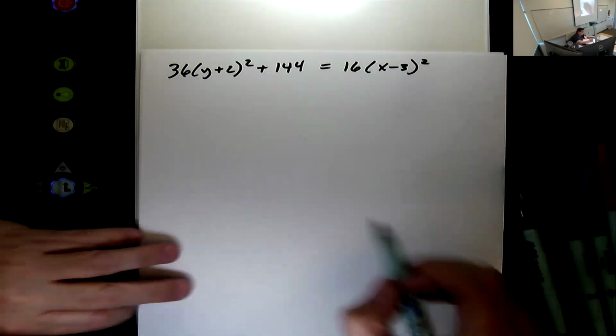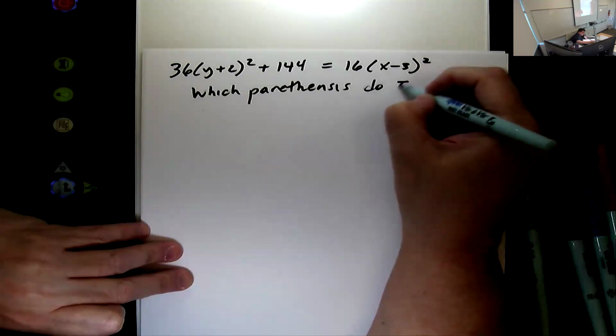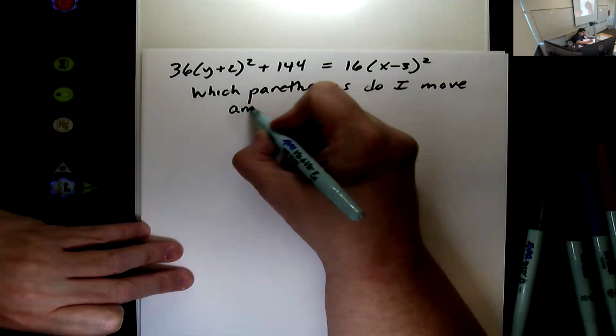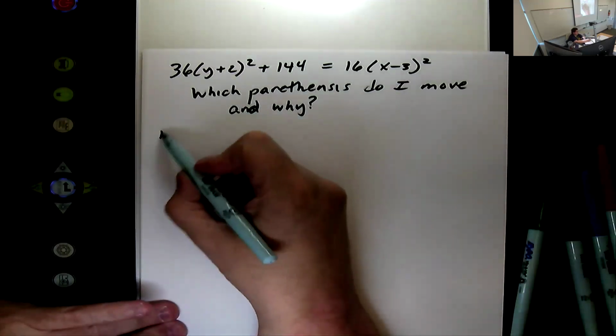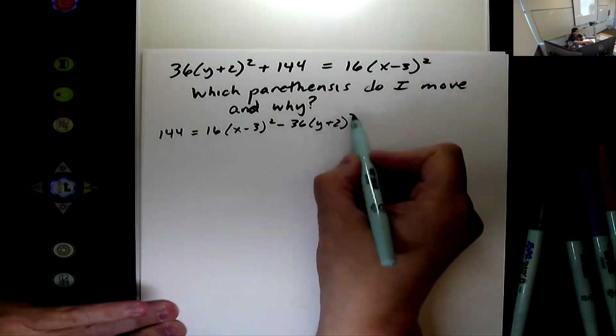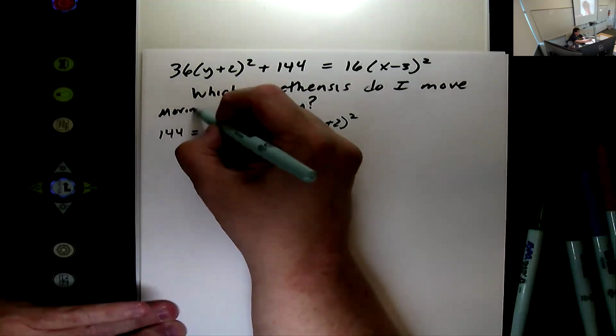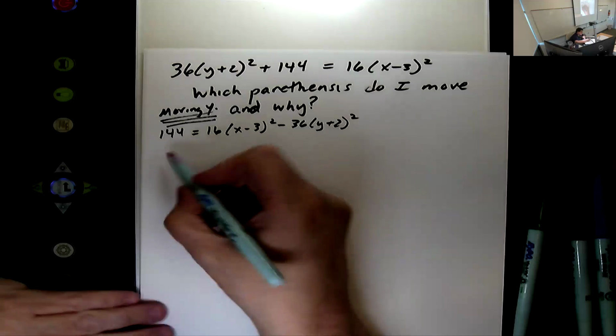Which parentheses do I move? Why? If you moved the Y parentheses... Oh, if you moved either of them, wouldn't it be a different graph for each one? Well, let's explore what happens if we move y. If we move y, we have this. That's moving y. Now if I move x, what happens?